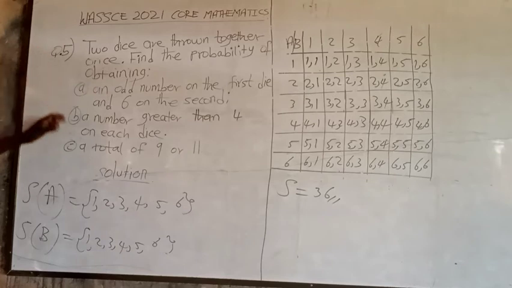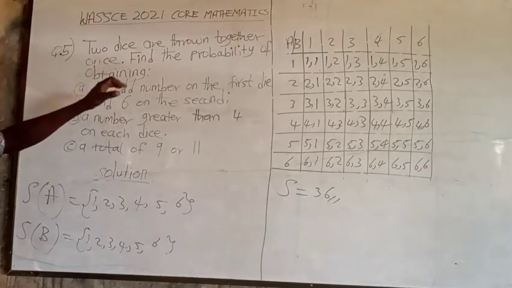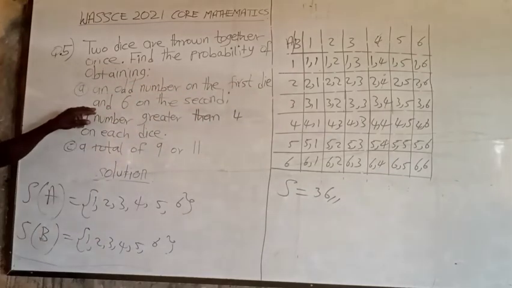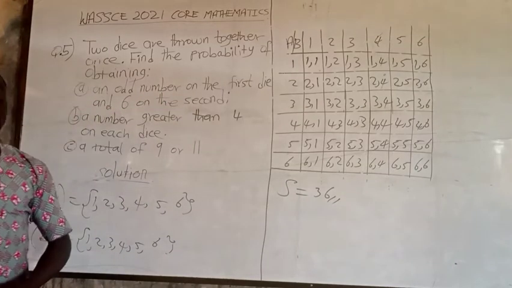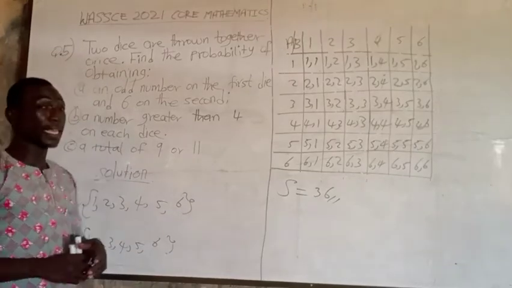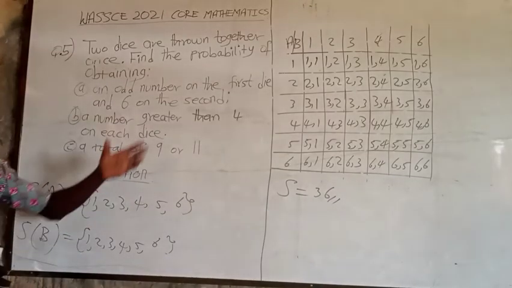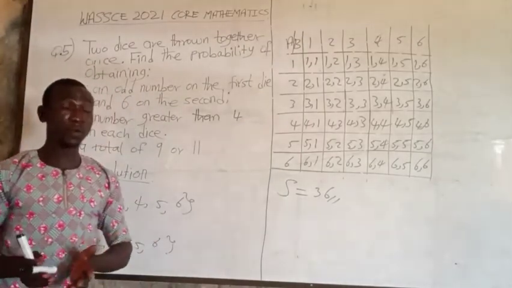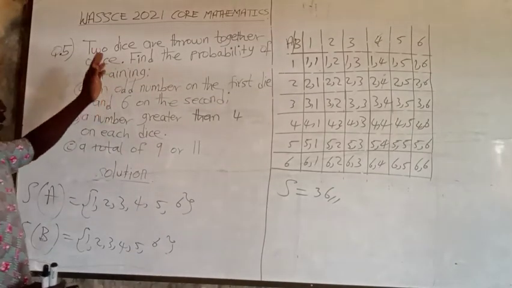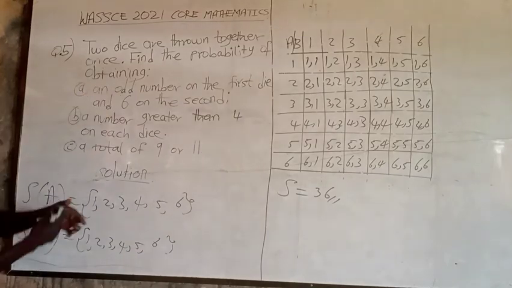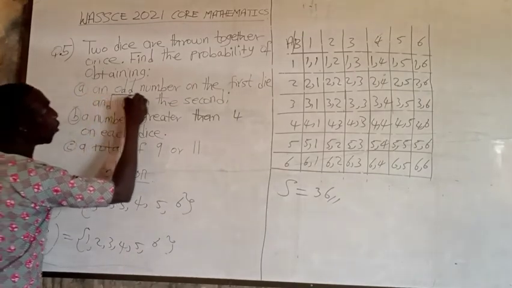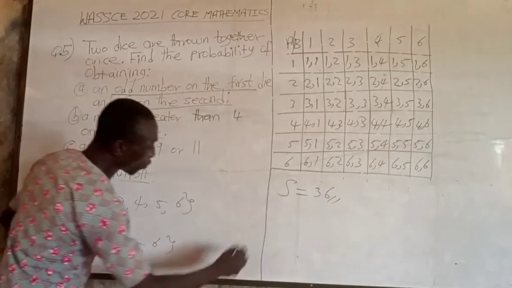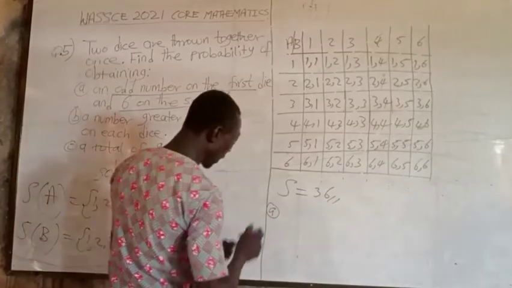Let's go with A, and A says that we should find the probability of obtaining an odd number on the first die and 6 on the second. An odd number on the first die and 6 on the second. So let's go through the table to see whether we can find a pair with an odd number on the first and 6 on the second. So that will be the event.